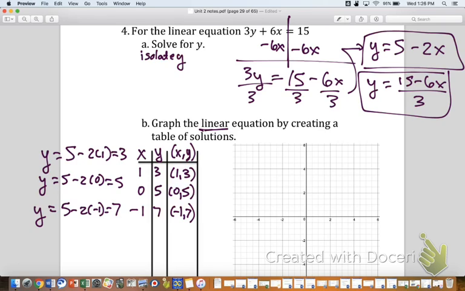So my first point was 1, comma 3. So 1, comma 3 would be right about there. And 0, 5 is right about there. And then -1, comma 7 would be, I don't know, something like that. And then we always want to connect these points with a line that follows the pattern as best you can. So that's what I've got.